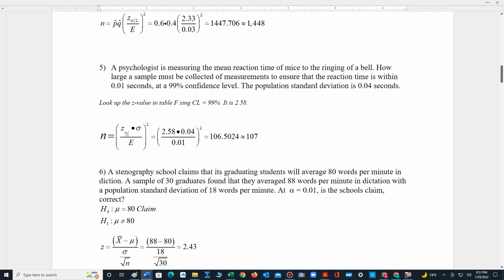Number 5, it's a similar question, but now it's for a mean. So this is our formula that we use. The z-value, once again, we can look this up in table F. 2.58. Standard deviation is population standard deviation 0.04. The error is 0.01. Perform the computation. Round the final answer upwards to 107.